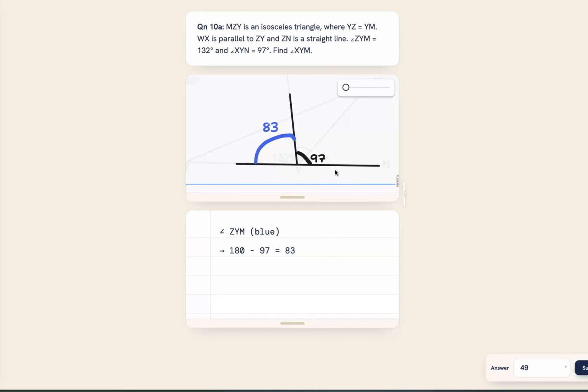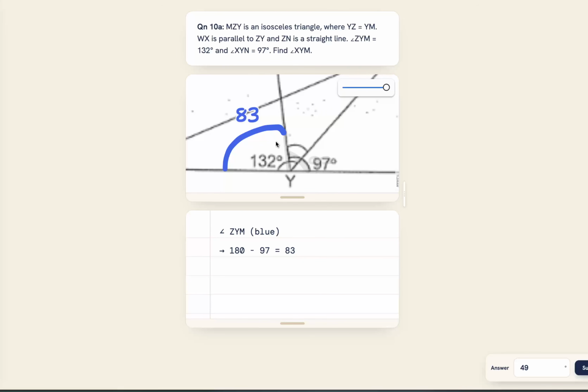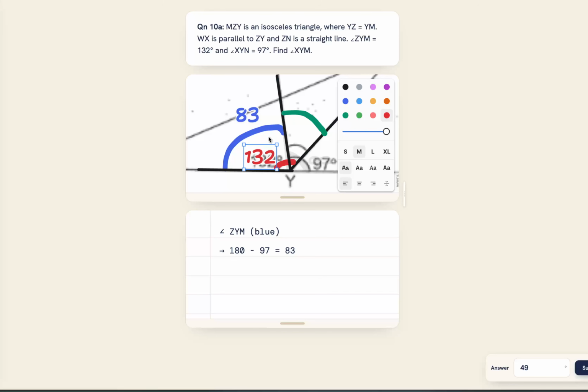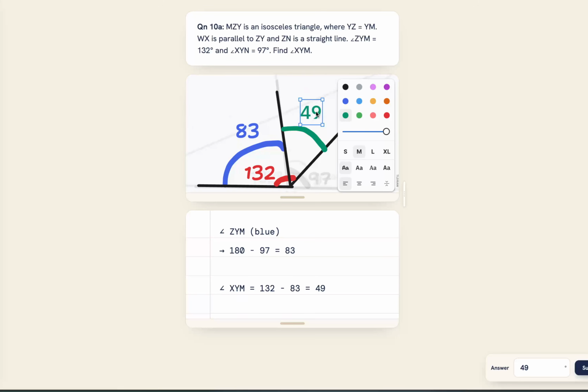If I were to unhide this, you have 83 degrees on this side. Then we can highlight the other one, which is 132. I'm going to highlight it in red so it's easier to see. What we're finding is this green angle over here. If I make this disappear a bit, you can see that this 132 goes until this point. So to find the angle XYM, it is basically 132 minus 83, and this will be equal to 49 degrees. So there you go, that's the answer for question 10A.